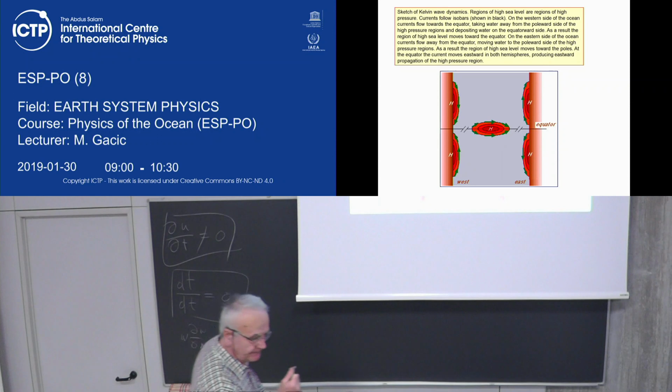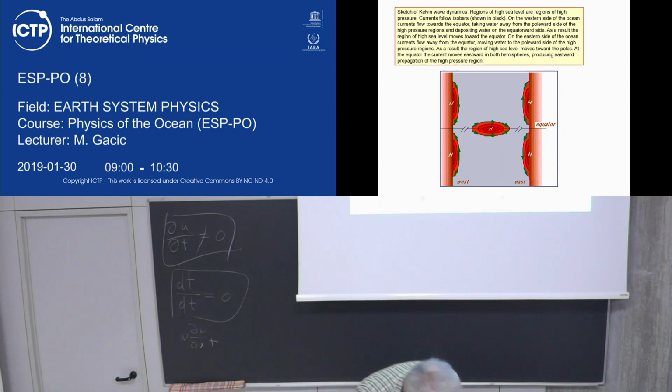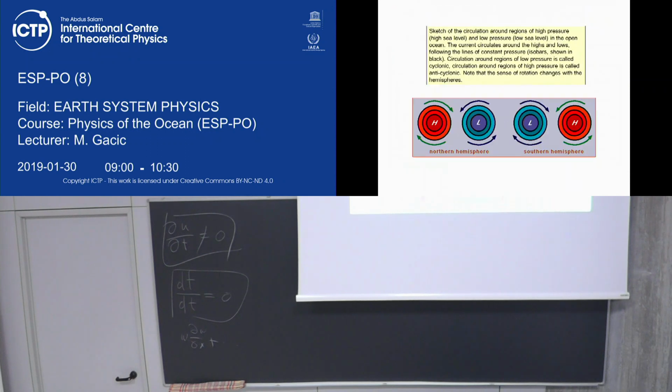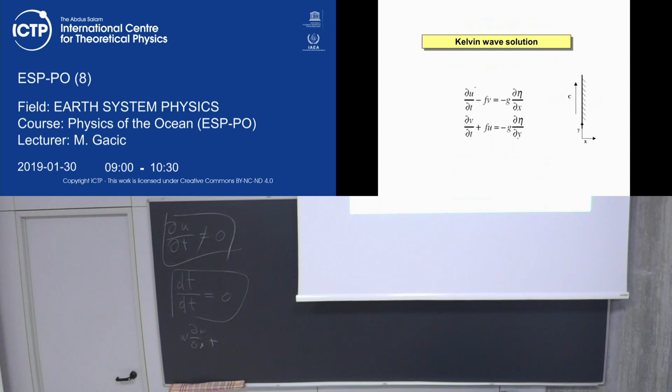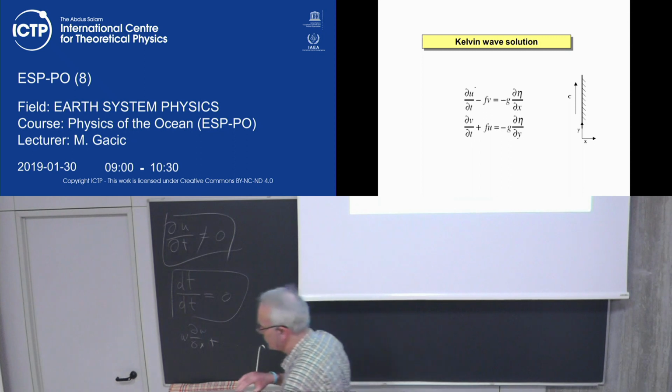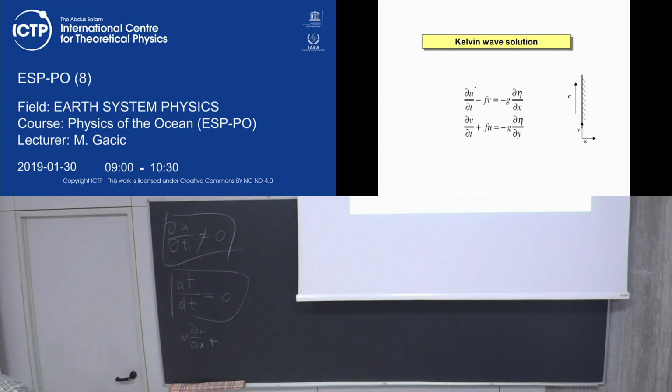So let's see how this looks like in the equations, what kind of solution, what kind of assumptions we have to take in order to obtain the Kelvin wave solution, the Kelvin wave equations. These are the equations which explain the Kelvin wave solution for the coastal Kelvin waves.